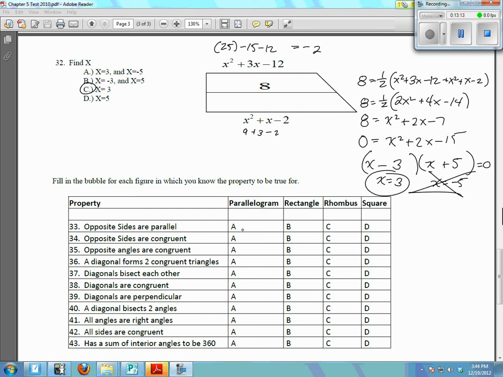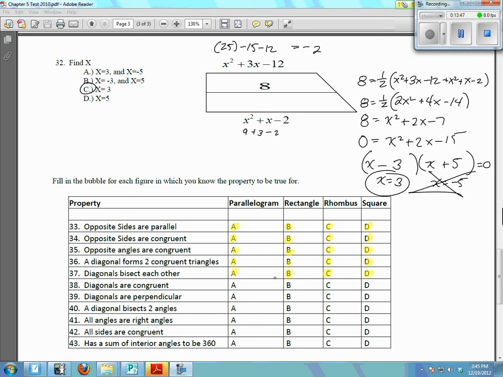Opposite sides are parallel. It's true for all of them. Opposite sides are congruent. It's true for all of them. Opposite angles are congruent. It's true for all of them. If it's true for a parallelogram, it's true for all of these because all of these are parallelograms. A diagonal forms two congruent triangles. That's true for all of them. Diagonals bisect each other. That's true for all of them.